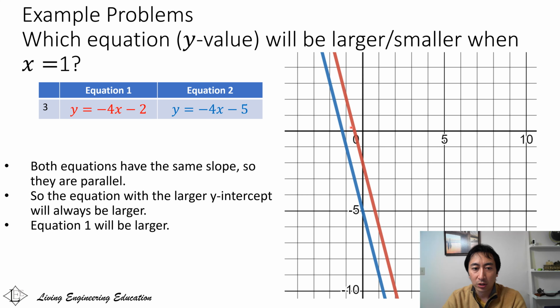So here we have equation 1, and here we have equation 2. Equation 1 at the y-axis shows the larger y-intercept, and at x equals 1 here you can see that it makes sense that the offset will remain, and equation 1 will be larger than equation 2.